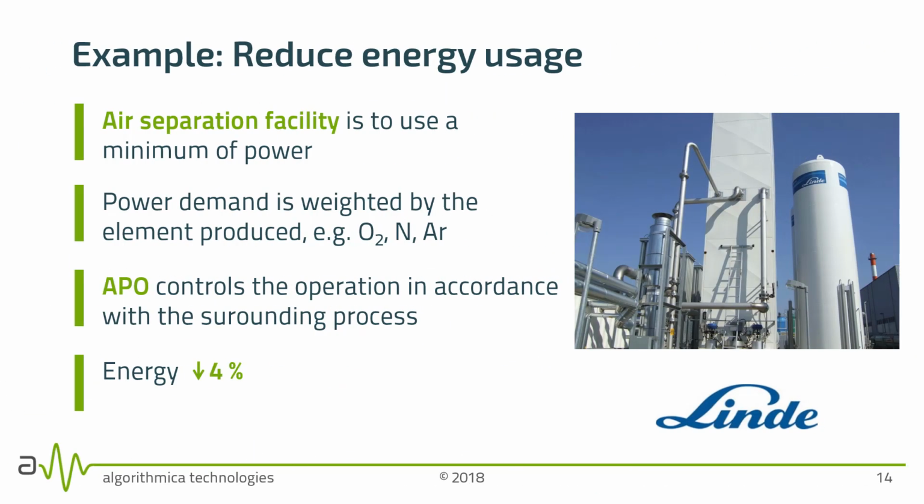Another example is a completely different kind of plant. It's an air separation facility which takes in air from the atmosphere and separates it into its various chemical elements. And here we want to reduce again the amount of electricity that the air separation facility uses. And we control that machine with a number of set points, and we're able to reduce the overall energy demand by 4% while keeping constant the actual operational yield of that air separator in its various components.